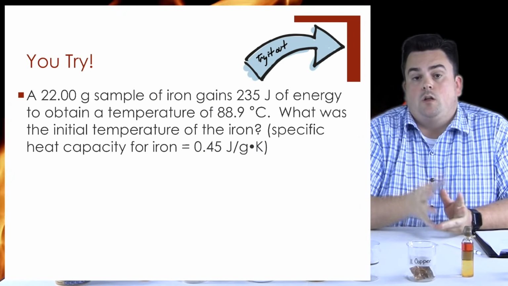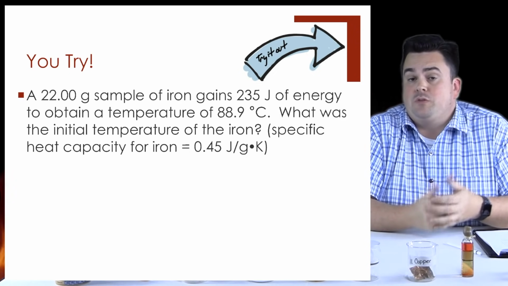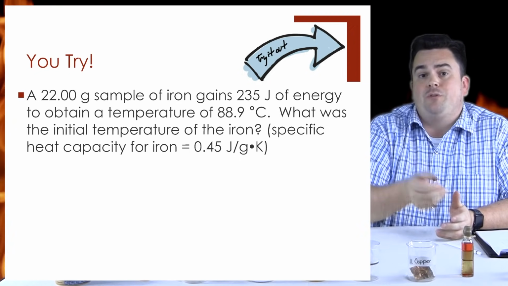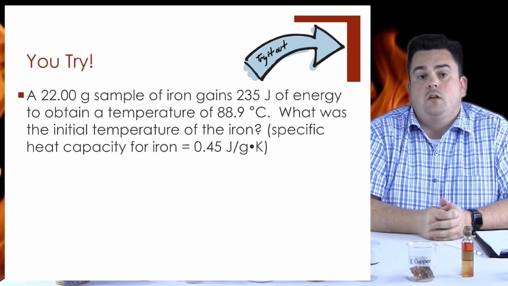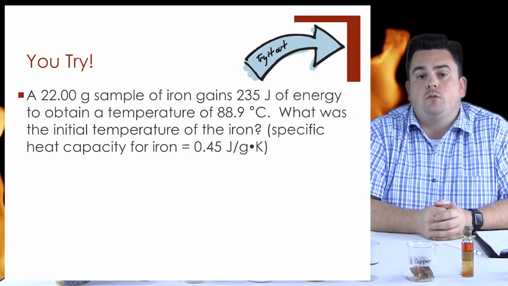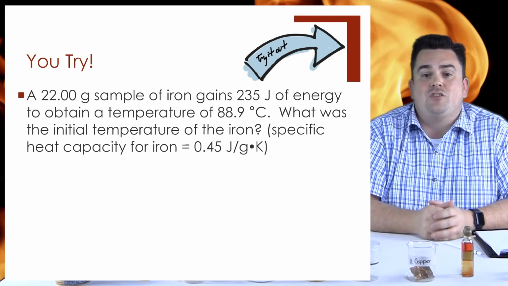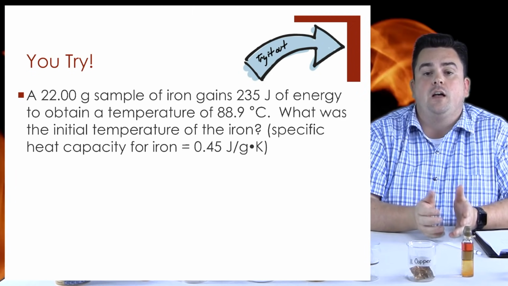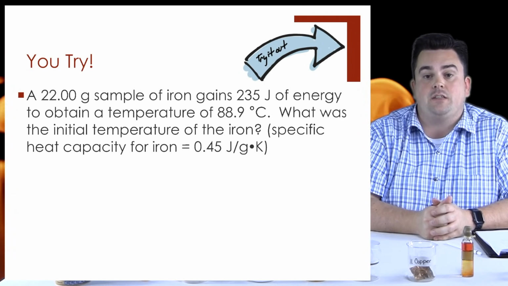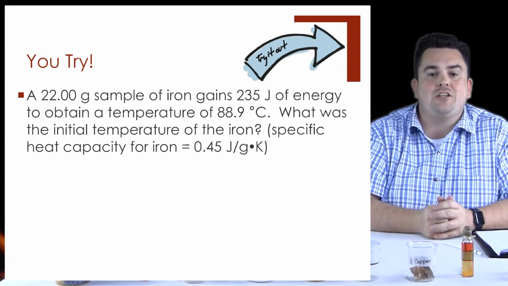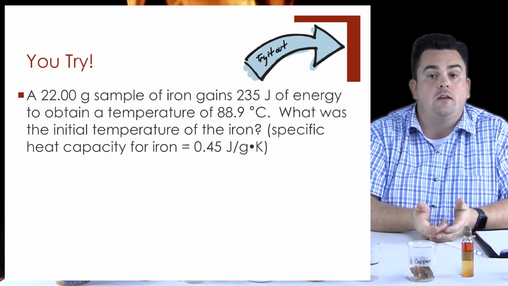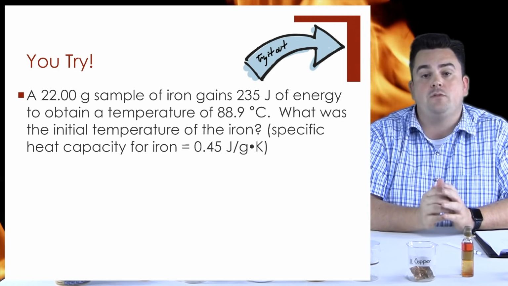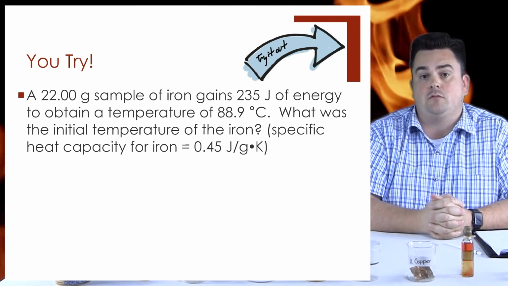You try. Please do this example problem using the FSA method. Please make sure your final answer has proper units and significant figures. A 22.00 gram sample of iron gains 235 joules of energy to obtain a temperature of 88.9 degrees Celsius. What was the initial temperature of the iron? Now, the specific heat capacity for iron is 0.45 joules per gram Kelvin.